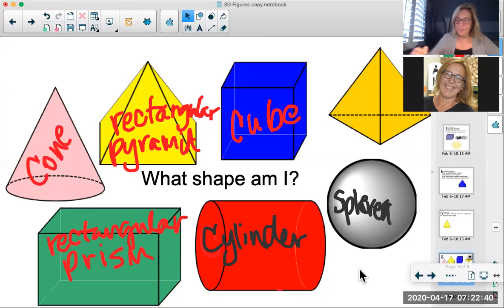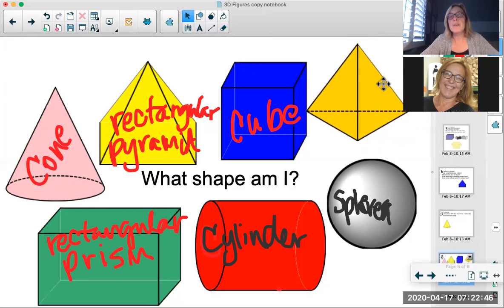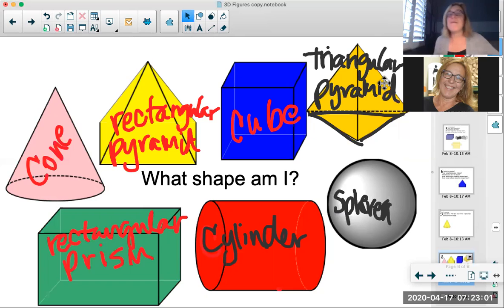And then this last one, you see that there are triangle faces, but the base is also a triangle. So we call this a triangular pyramid because the faces, other than the base, are in the shape of triangles.